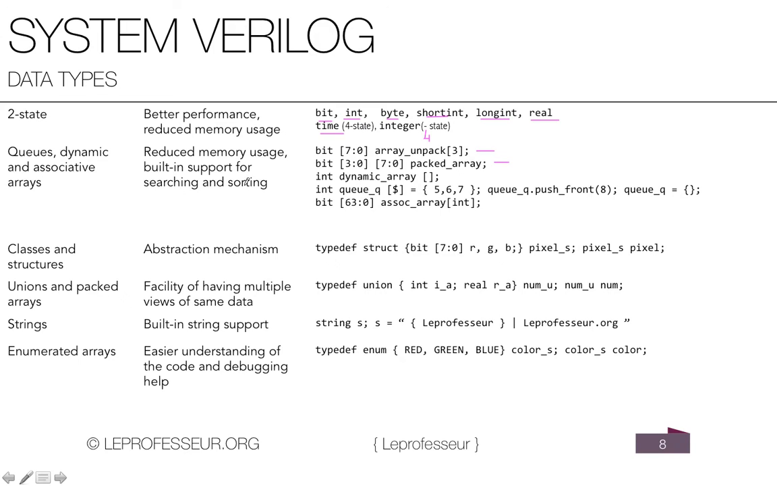How can we write, for example, a queue? So this is the typical queue syntax. As soon as you put a $ sign in between square brackets, it turns out to be a queue, okay. So that's the syntax. For dynamic arrays, you don't put any number between the square brackets, okay.